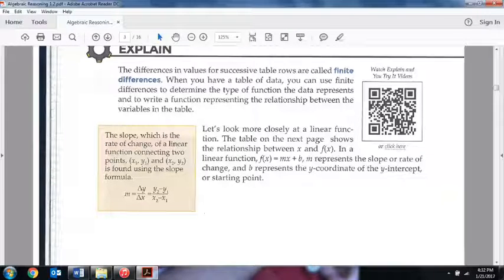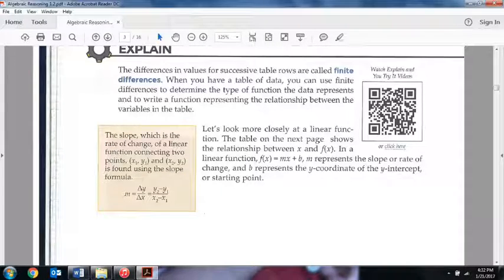This basically says the differences in values are called finite differences, which basically all that means is they're specific. They're not indefinite, they're not kind of wishy-washy, they are a very specific value. It may be a crazy value, but it's either like 1, 2, 3, or the square root of 37.5, whatever. That's what it is.